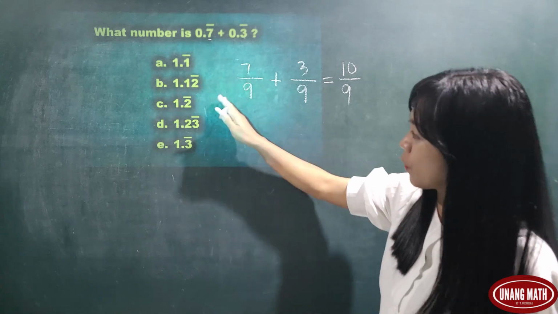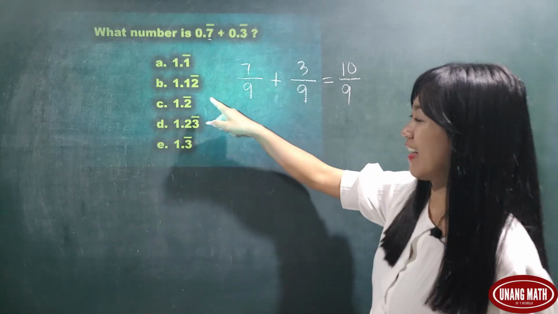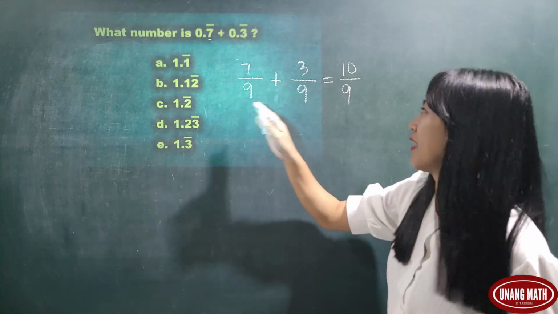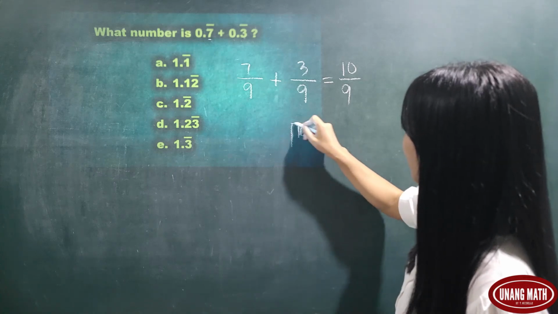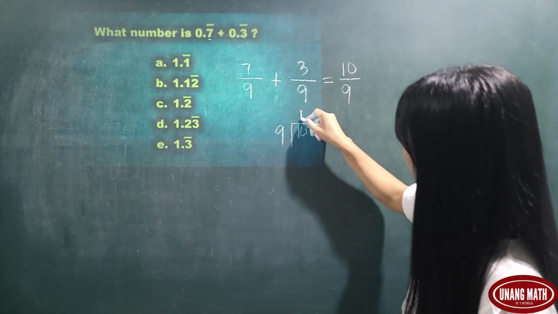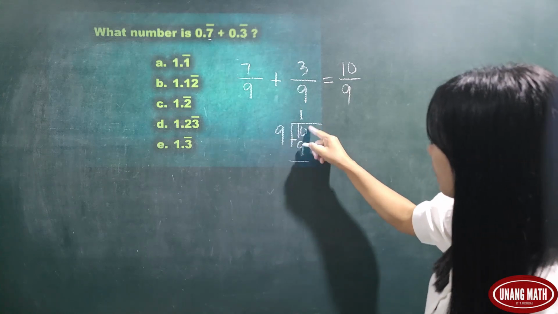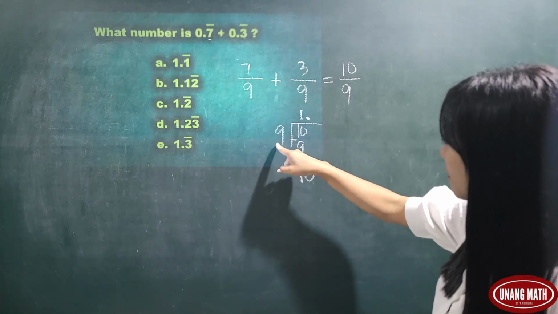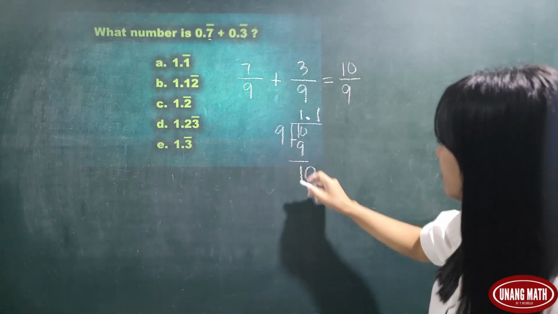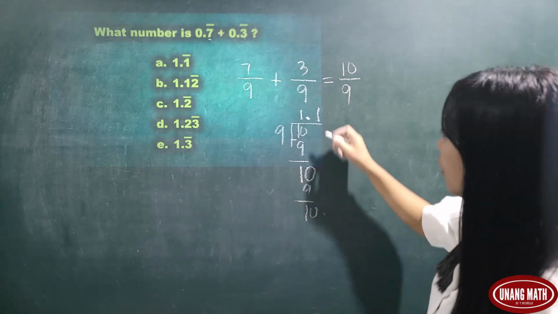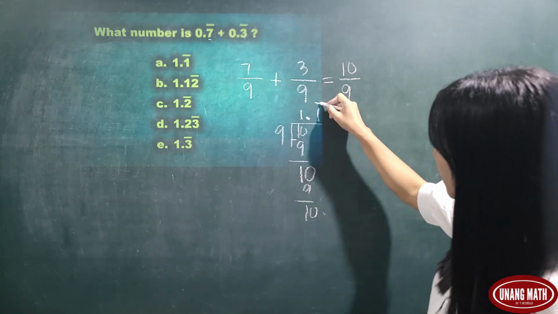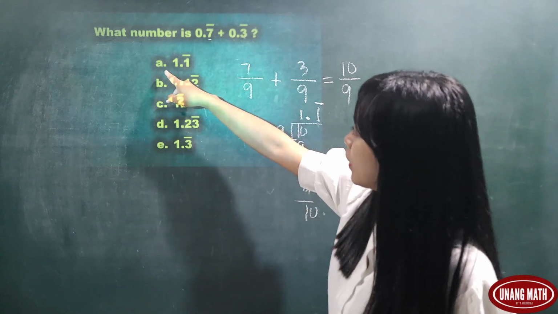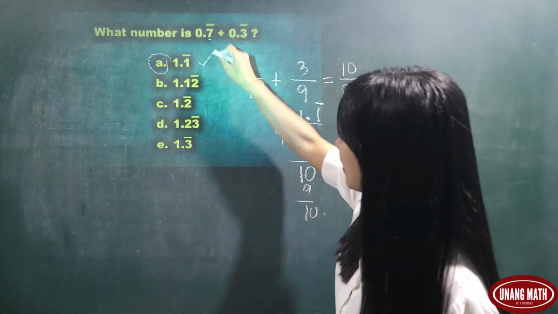Okay, but our options here are in decimals. So that means we have to convert 10 over 9 to decimal. So let's divide. 10 divided by 9. This is 1. 1 times 9 is 9. 10 minus 9 is 1. So add 0. So that means 10 divided by 9 is 1. This is 9. So 10. So it means this digit 1 repeats endlessly. So we have 1.1 repeating. So our answer is letter A.